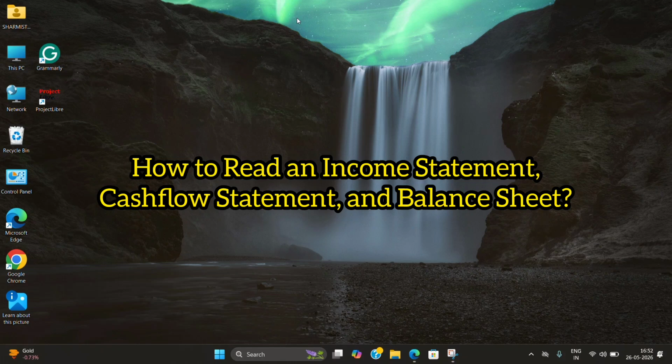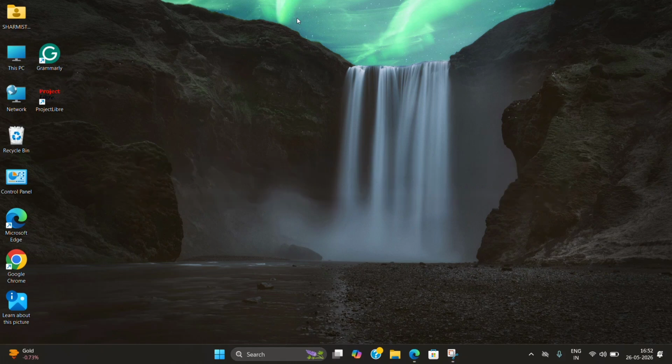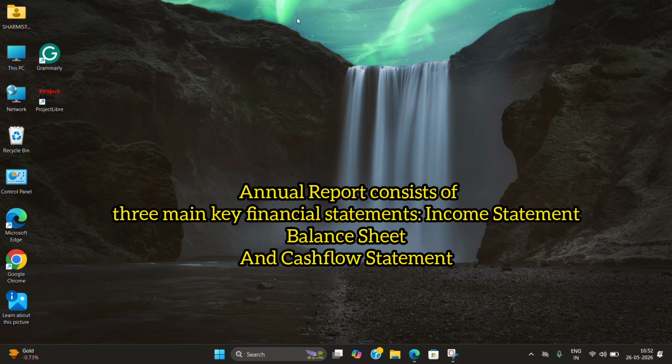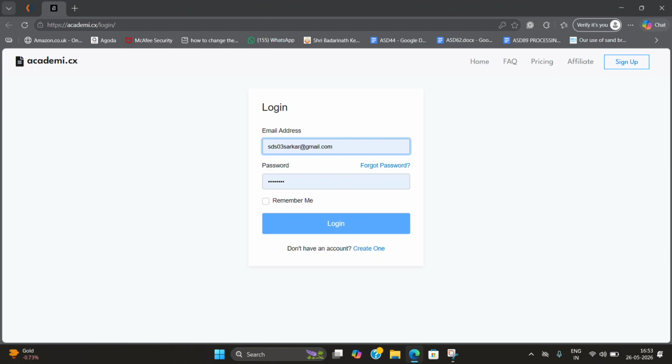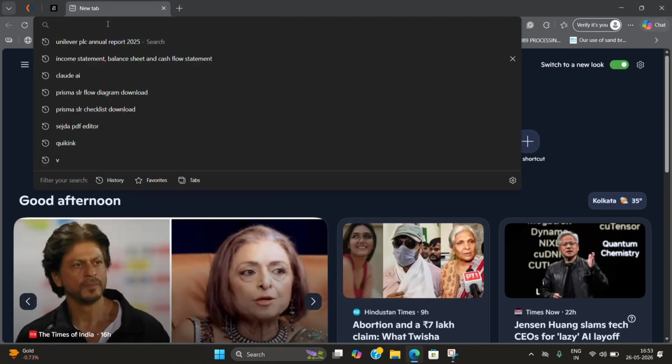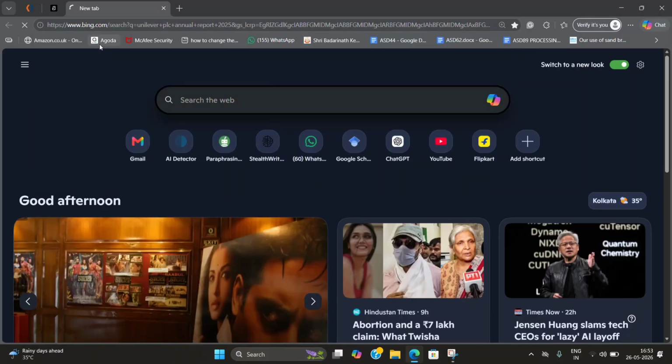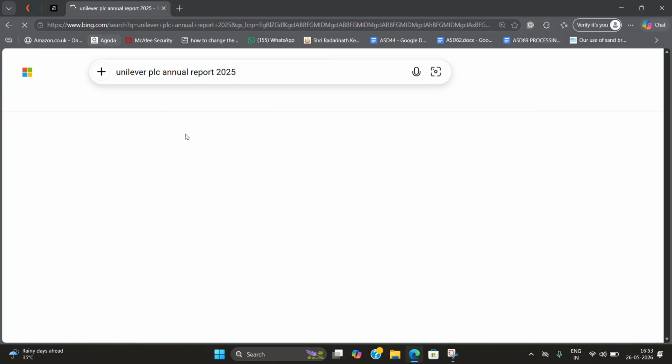Today's topic is how you can read the annual report of a company. Basically, an annual report consists of three major financial statements, which are the income statement, cash flow statement, and balance sheet. Today I'm going to show you in practice how you can read an annual report. This was the last annual report that I searched for, so I'm going to take this as an example for this video.